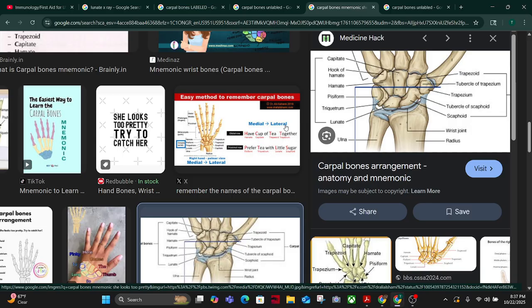So BPH is due to increased dihydrotestosterone. So you give 5-alpha reductase inhibitors like finasteride, because 5-alpha reductase inhibitors block the conversion of testosterone to dihydrotestosterone in the prostate, and BPH causes bladder outlet obstruction, so you want to give 5-alpha reductase inhibitors.